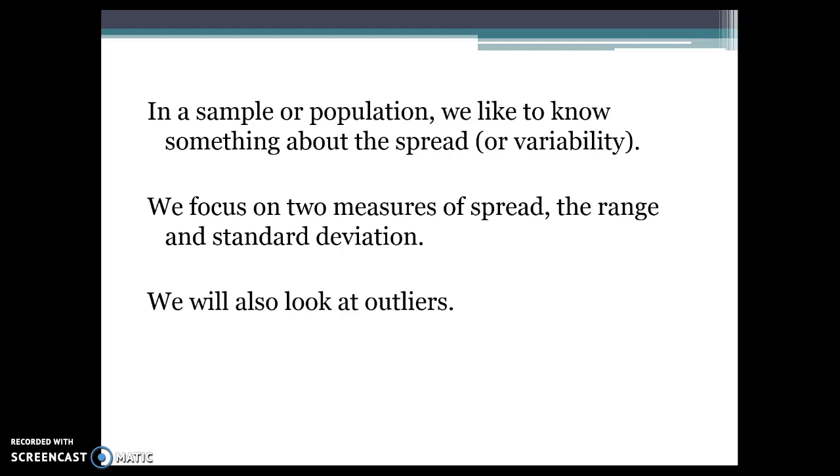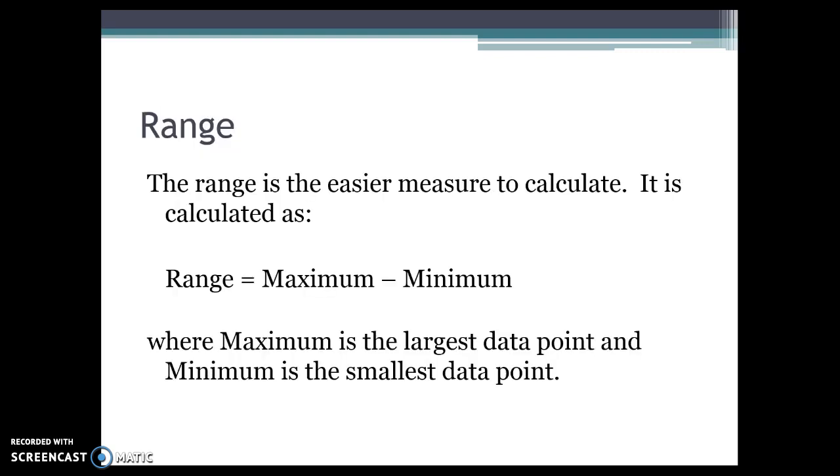So is the data all clumped up around the middle? Or is it spread out all over the place? And so that's what we're looking at in this lesson. We'll look at two different measures of spread. There's the range, and then there's the standard deviation. And now is a good time to also look at outliers. Those are the observations in a data set that are really far away from the others, that are not the usual ones.